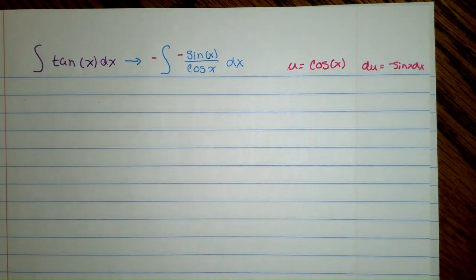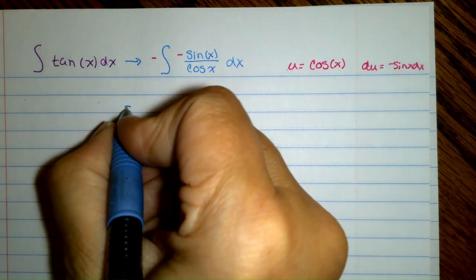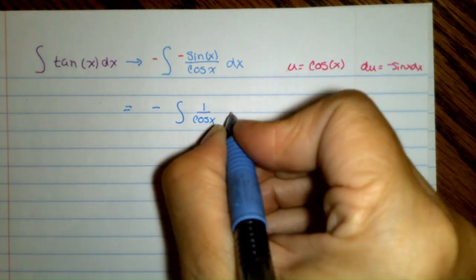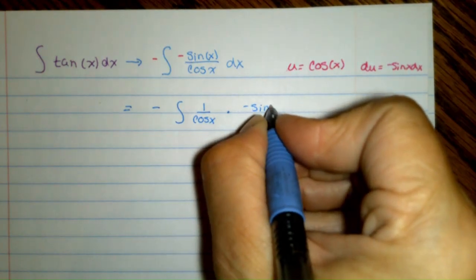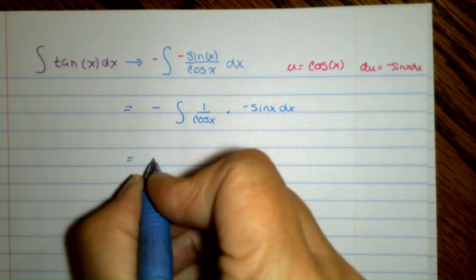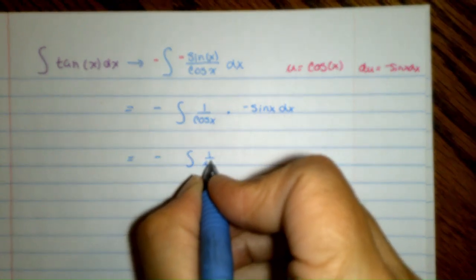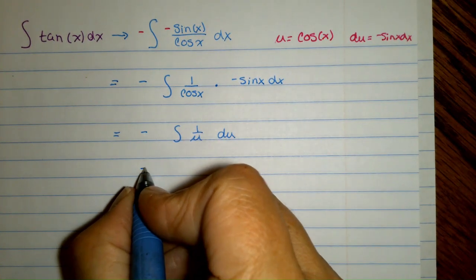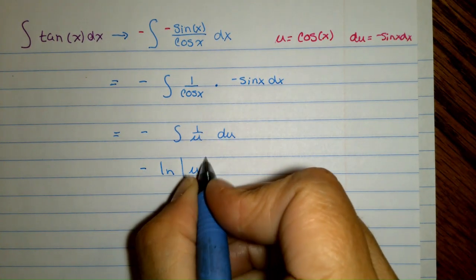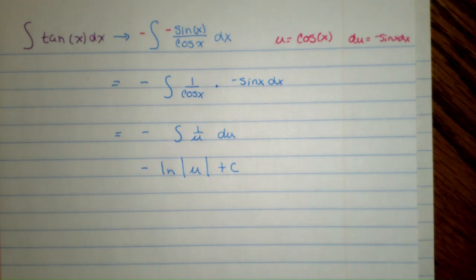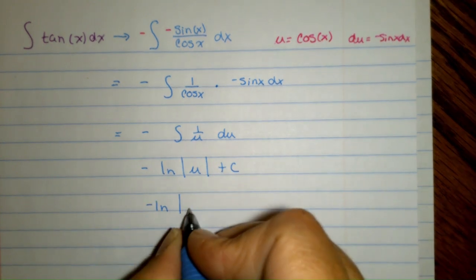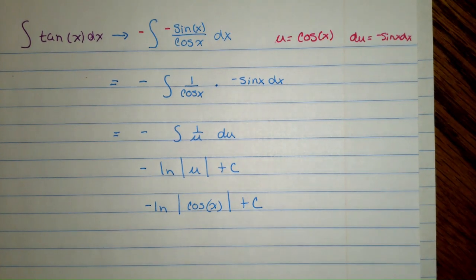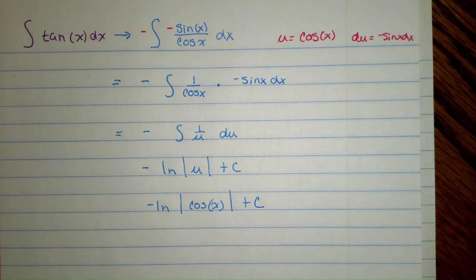So I'm going to make a negative and a negative. That'll make a positive, right? So now I have negative integral of 1 over cosine of x multiplied by negative sine of x dx. So that's negative integral of 1 over u du. And we have that rule for 1 over u, it's natural log plus c. So we get negative natural log of cosine of x. And that's why the rule for tangent is what it is.